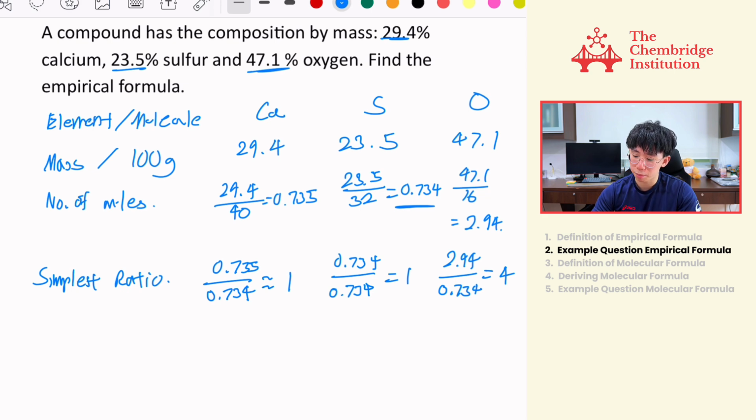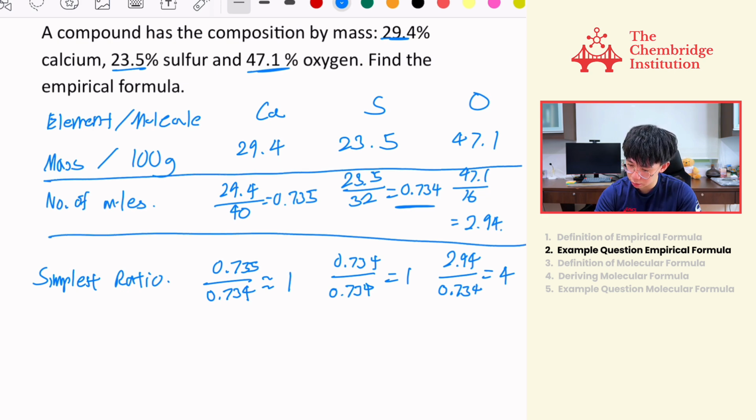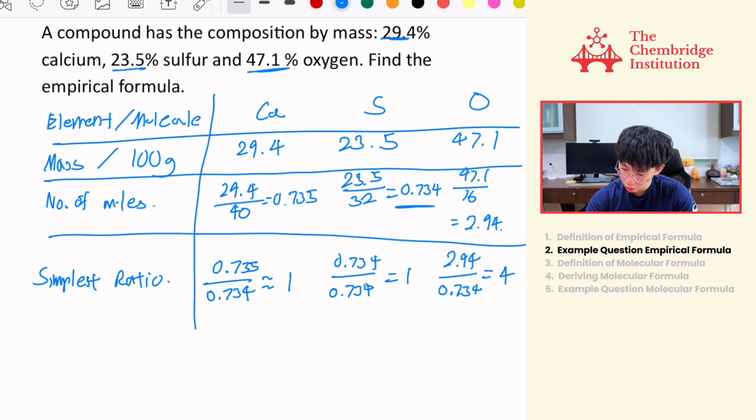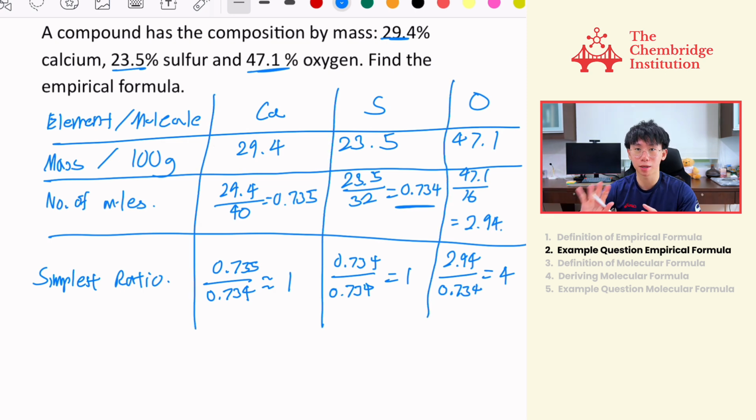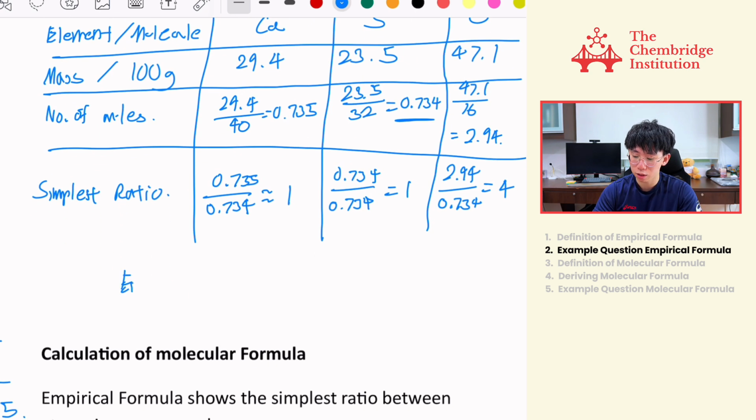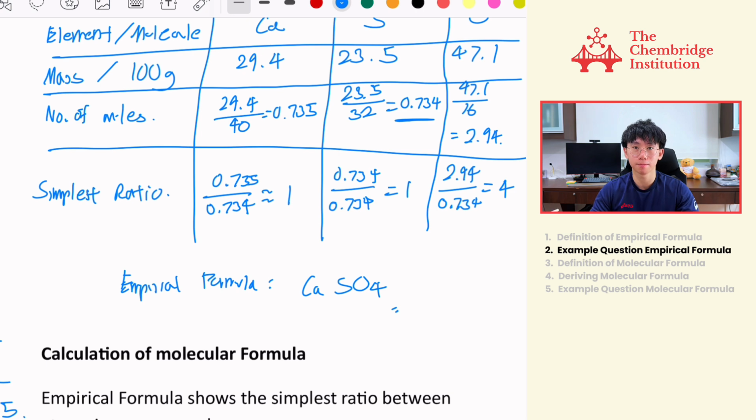So from here, you can draw your lines. Just draw the lines. I must say it's important to draw the lines because I lost marks from this before when I was schooling. So from here, you will know the empirical formula is CaSO4. Okay, so that's how you get your empirical formula. Alright, so let's move on.